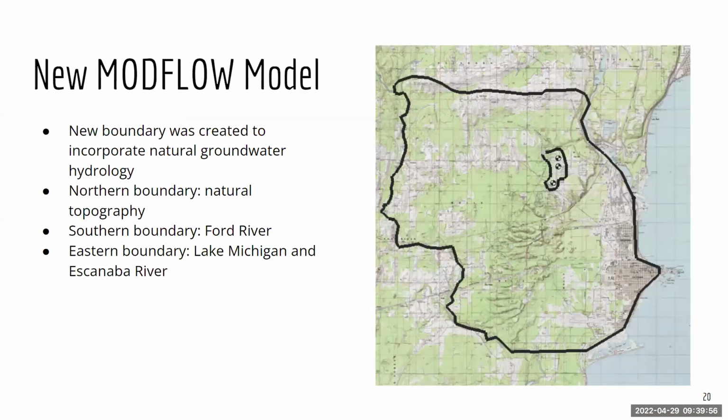So getting into the new model, we established a much larger boundary, the boundary being this bigger circle and still having that affected area. We bounded the top through some natural topography, and then on the other sides, we bounded it by rivers as well as Lake Michigan here.